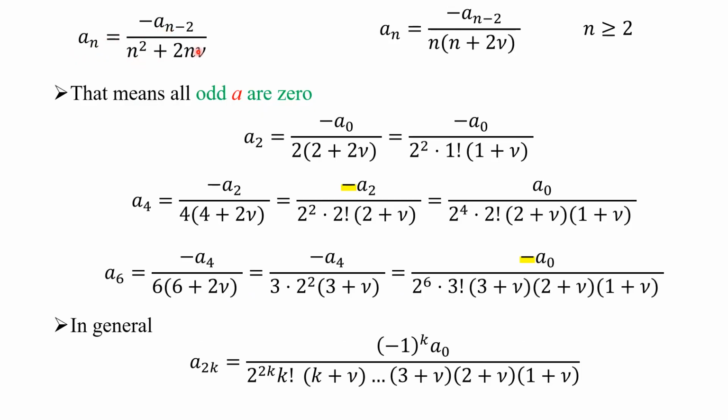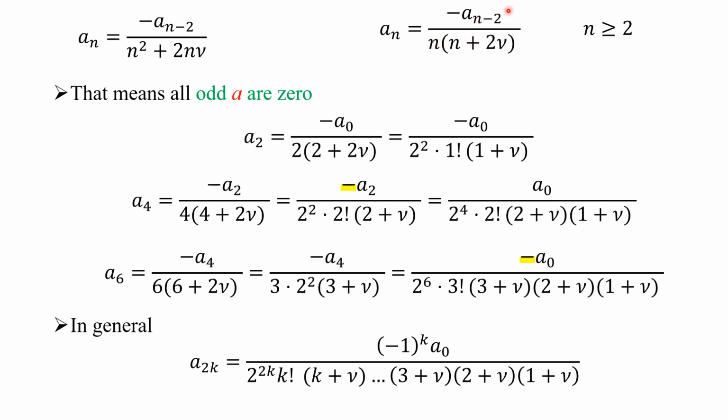Just now we have seen this solution: a_n equals minus a_{n-2} divided by n squared plus 2nν. Now you take n outside. Then inside the bracket we have n plus 2ν, so this will be n squared plus 2nν. So I am taking n as a common factor here.